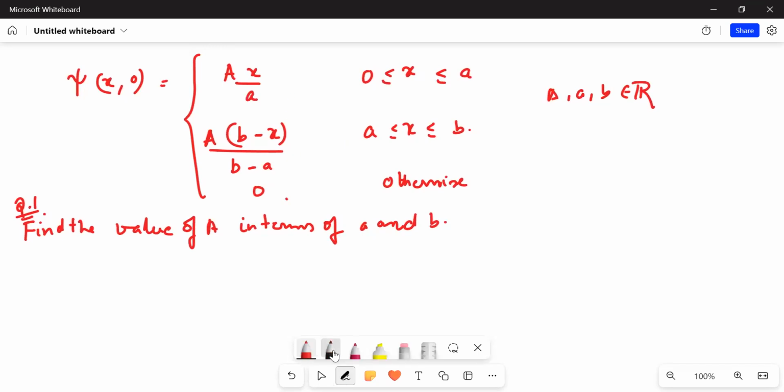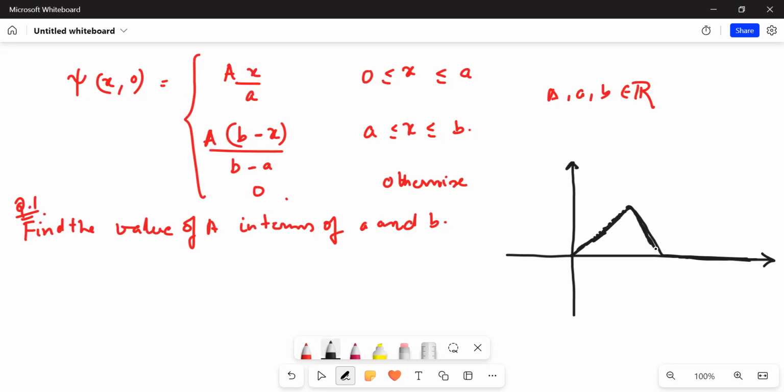First, let us try to sketch this particular wave function. How does this wave function behave? From x equal to 0 to a, it behaves linearly. From x equal to a to b, it is a decreasing function, c minus of x. At x equal to b, it will be 0, and then throughout it would be 0. Is that fine? So this is how you can plot your wave function.